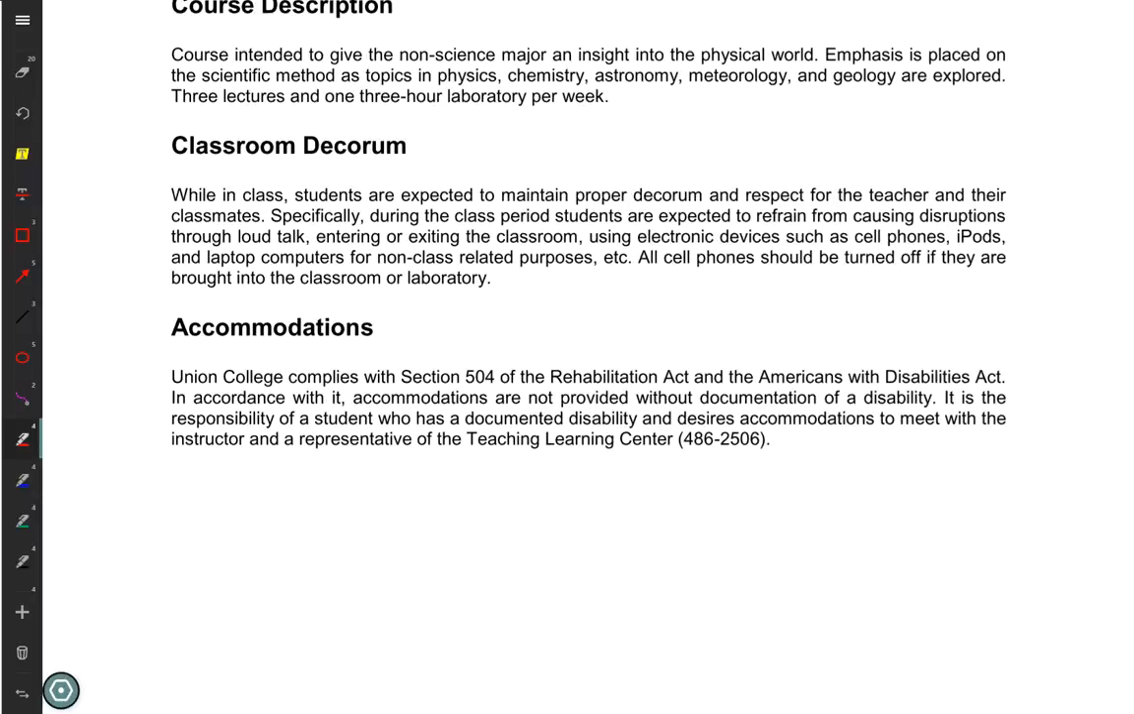Oh, and I do have down here accommodations. If you have a learning difference, it's your responsibility to go to the TLC and make arrangements for whatever accommodations that you need. And then they let me know, and I do whatever I'm told. So if you have a learning difference, start there.